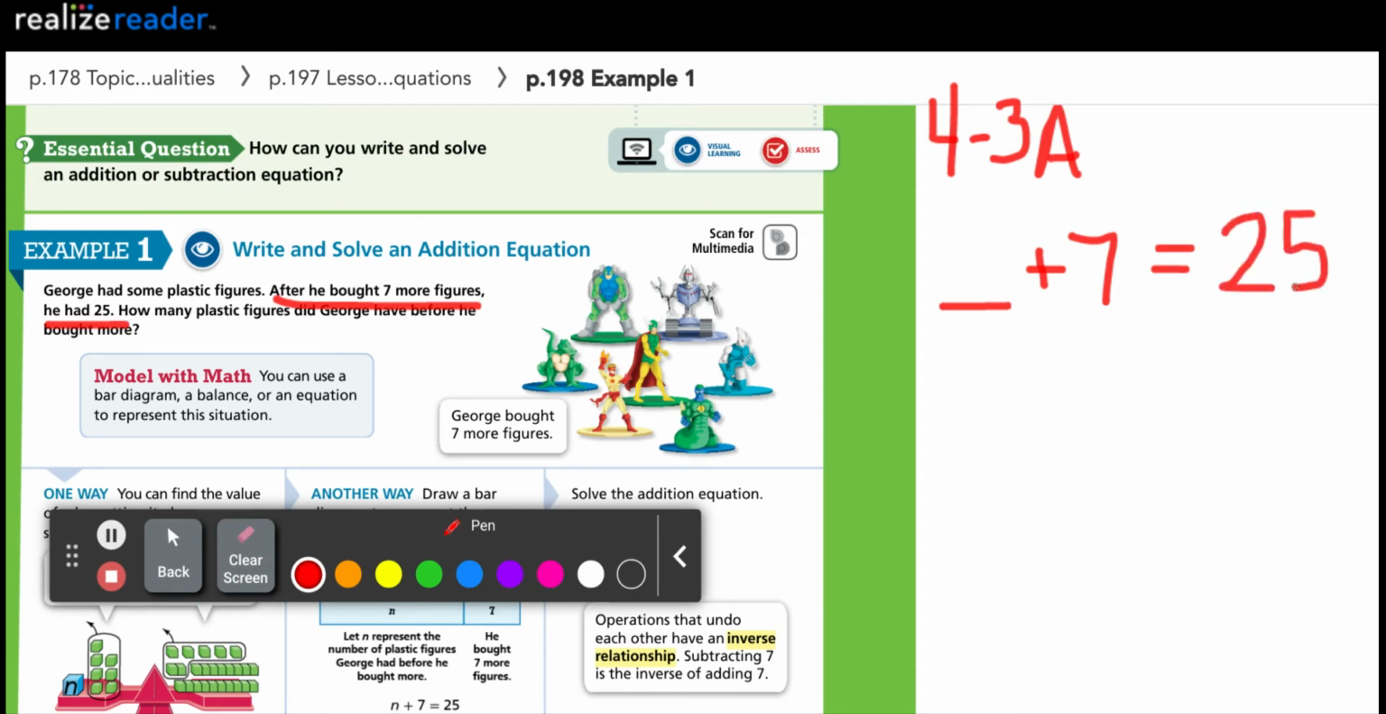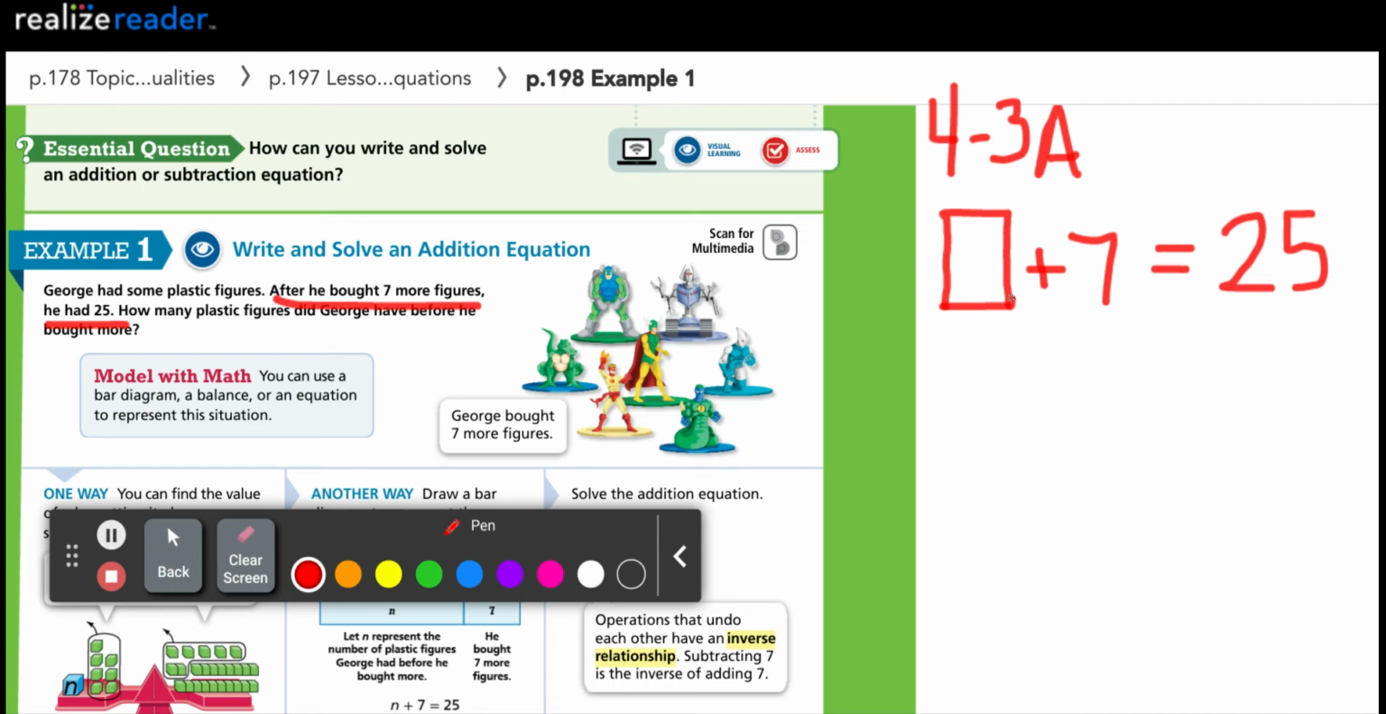So George has some amount. He buys 7 more, then he has 25 figures. We have to figure out how many plastic figures George had before he bought more. So what number goes in this blank here? What number did he start with?